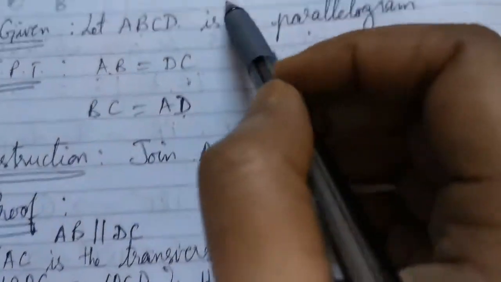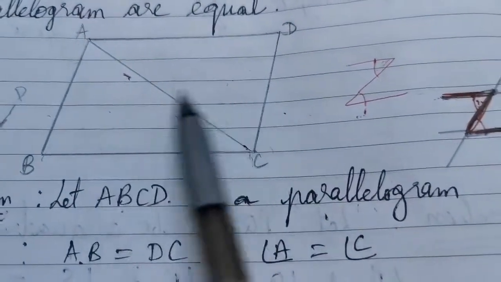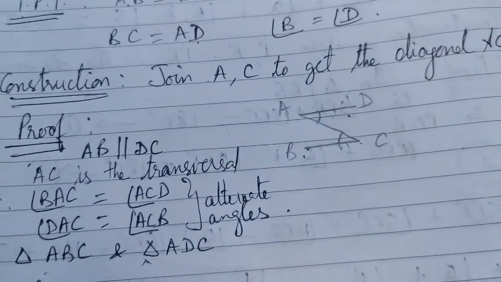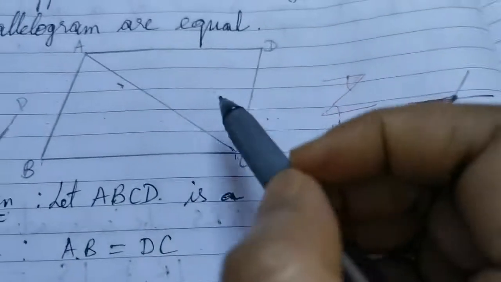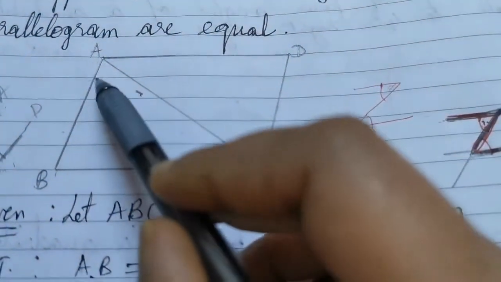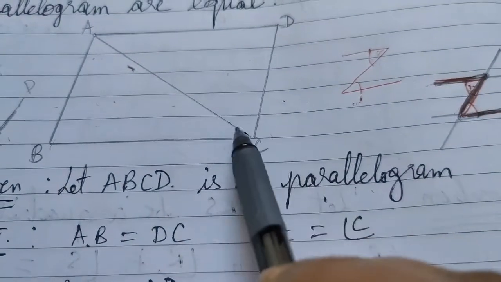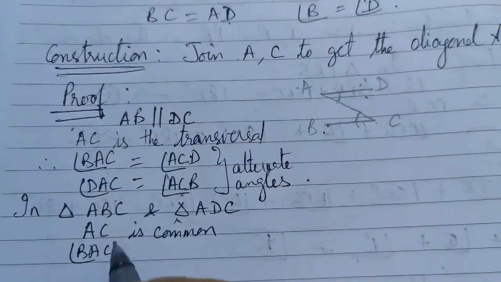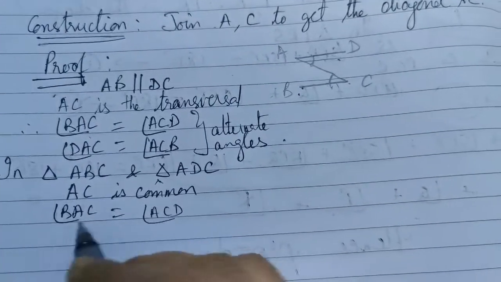Let me check what are the same things which are available. What are the properties which are the same in these two triangles? In these two triangles, I have a common side AC. So, one of my sides is common. AC is common. And my alternate angles BAC and ACD. BAC belongs to the first triangle, triangle ABC, and ACD belongs to the second triangle, triangle ADC. So, these two angles are the same.